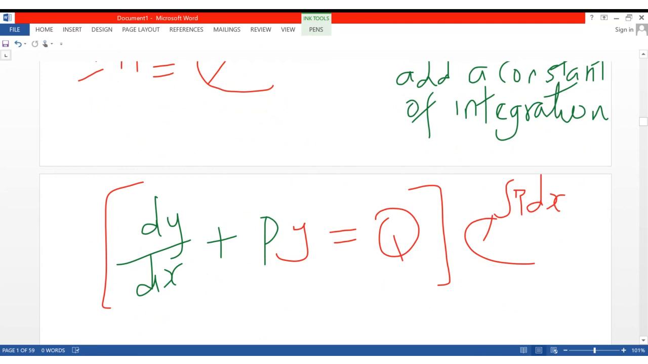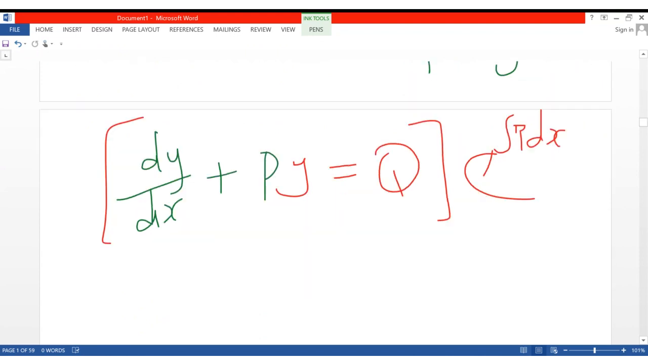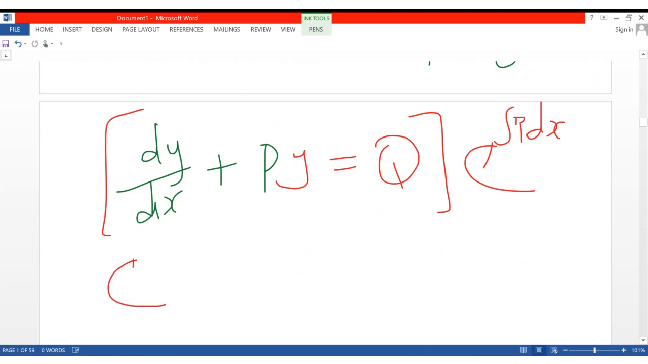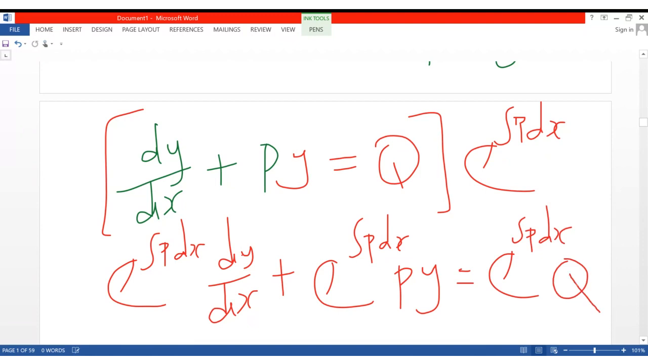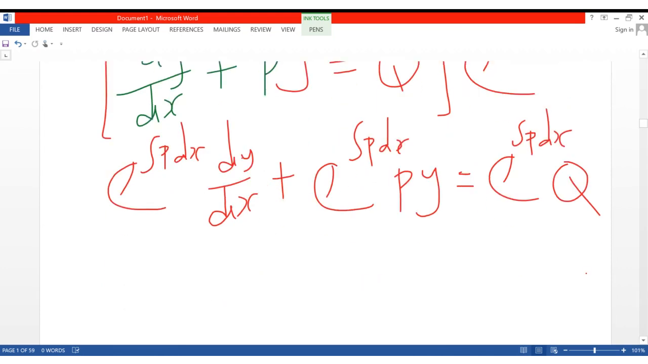So if I multiply with exponential of P dx, the first one I'll have is exponential P dx, and then dy dx, and then here I'll have exponential P dx, and then Py, and then here I'll have exponential P dx, and then q. So you multiply everything with the integrating factor. Remember, when you do an example, it will not be like this, it will be much better. So now for the final answer, we combine these two.